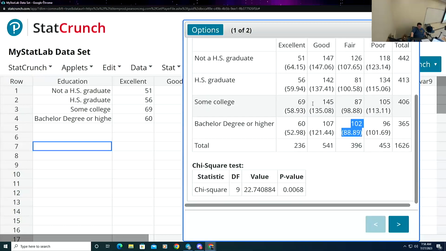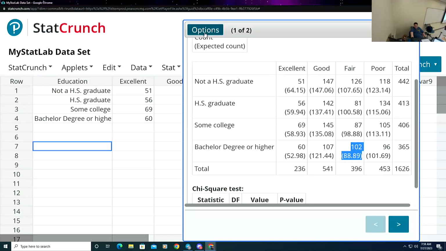I'm going to write down that test value and the p-value. I'm going to show you some other things in case they ask you questions. I want you to see what kind of cool stuff is in there. So the test stat is 22.740884 and the p-value is 0.0068. So I got what I need from here.